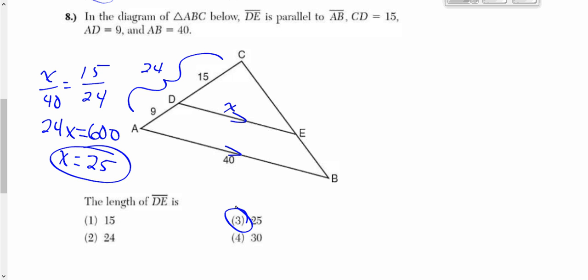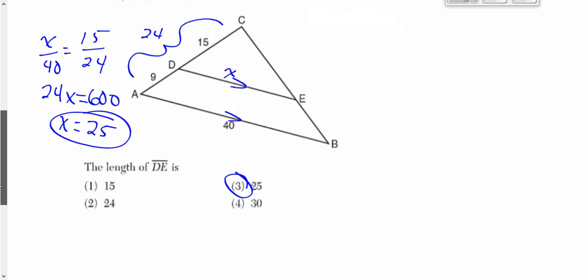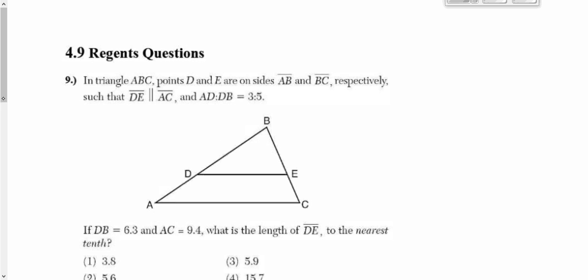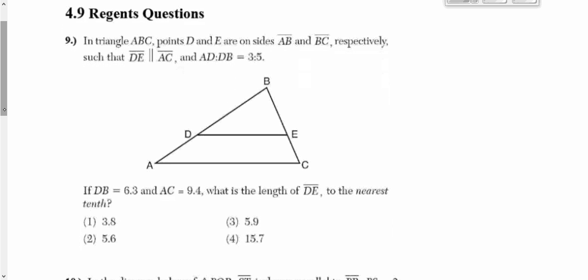Okay. Let's move along. Number 9. Read it. And they give us a little something different in this one. So think about it for a minute. I'll go ahead and put the measurements in there. DB is 6.3. And AC is 9.4. Length of DE, put an X here.